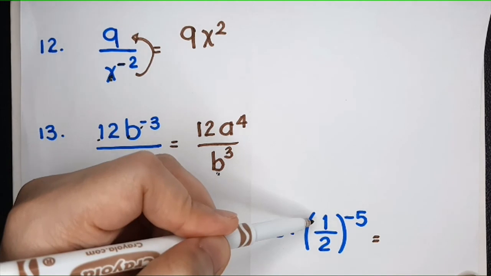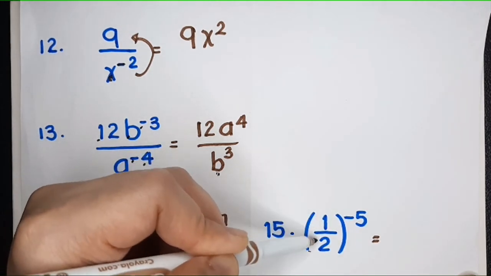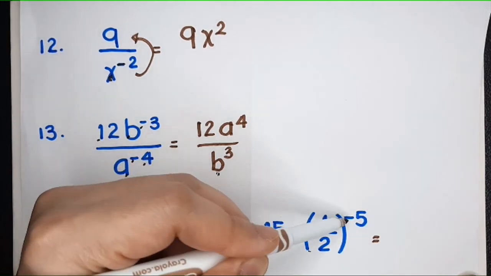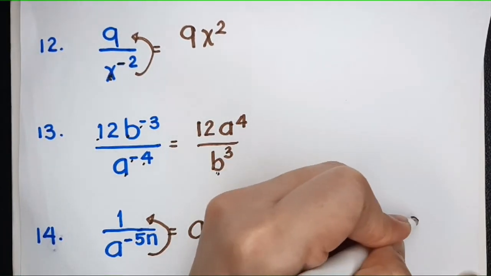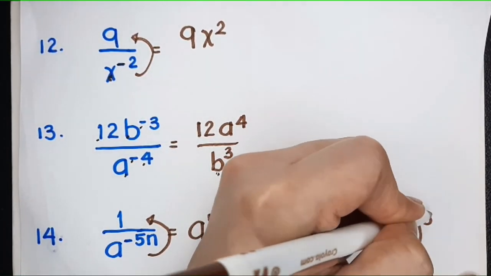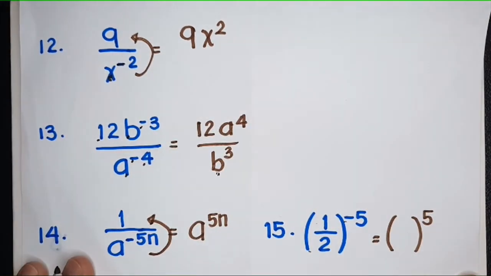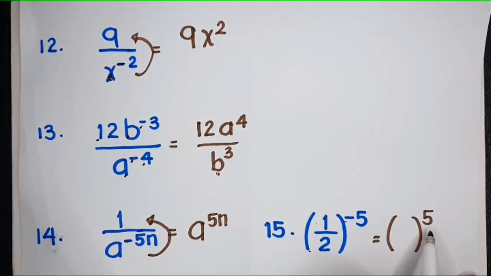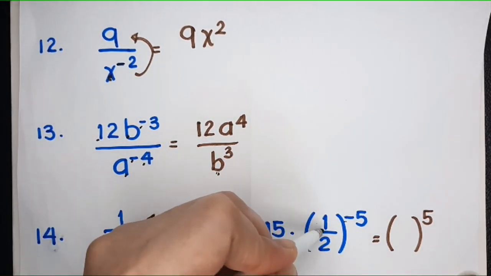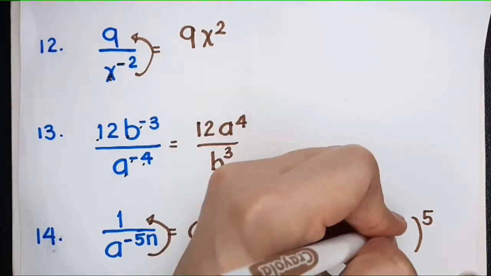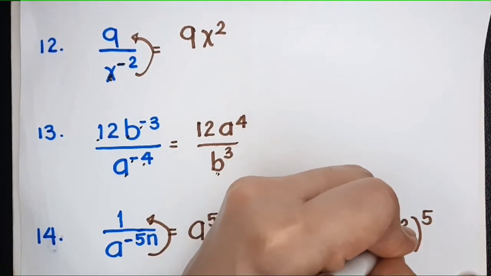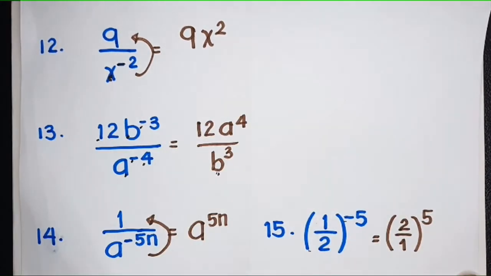You have, again, a fraction. Yeah, it's a fraction raised to a negative exponent. Paano nga ulit natin gagawing positive yung exponent niya? Okay, you see? Positive 5. Paano siya magiging positive 5? You switch the numerator and the denominator. And let's do that. So, you'll have 2 over 1.